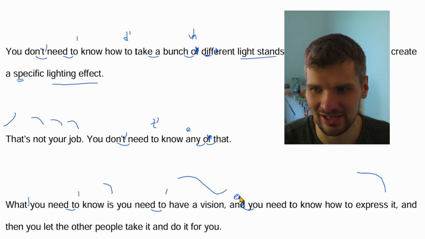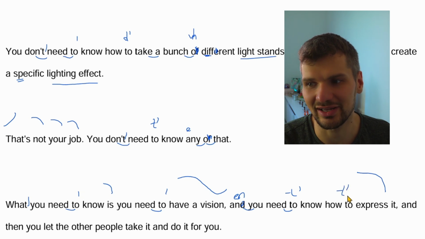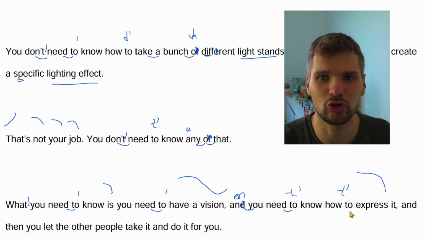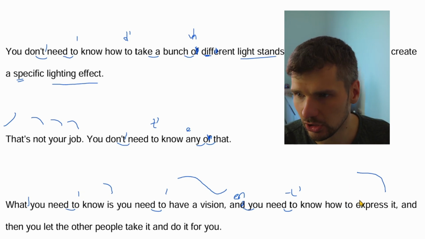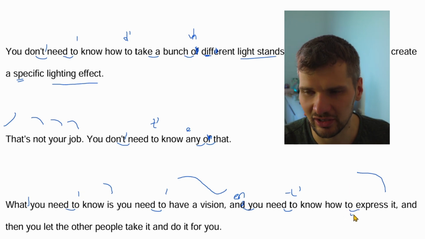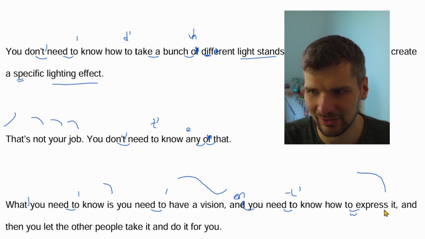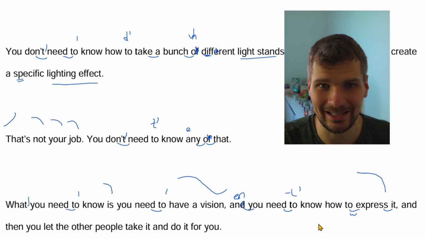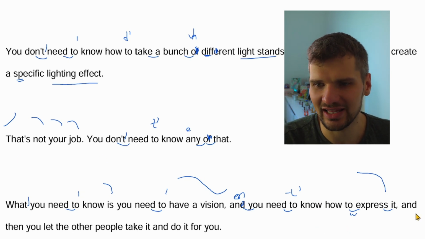and again sounds like and you need to, linking here, need to know how to express it, or how to express it. Actually, we're linking to and with a little bit of a W, to express it. And we also link express and it. Express it. And then you let the other people take it and do it for you.